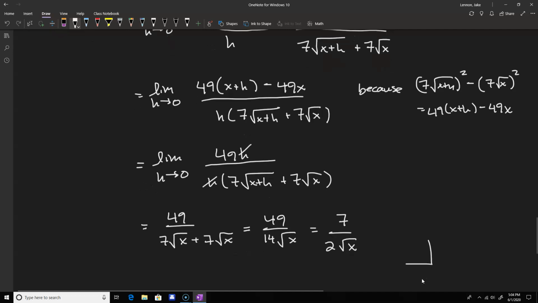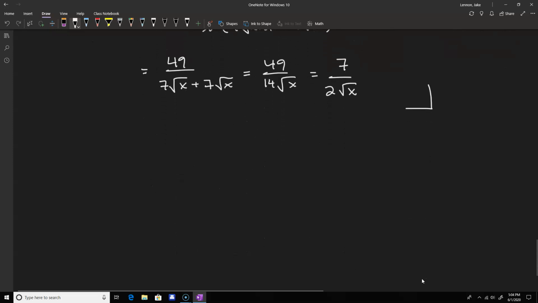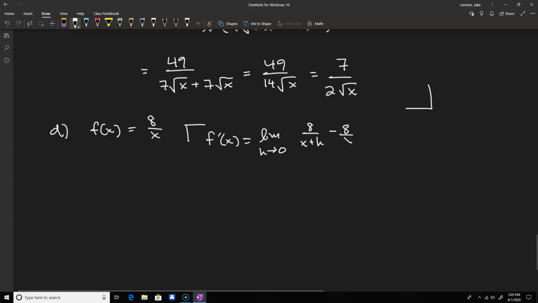So let's continue with a fraction. So that's the last trick that we saw from limits, finding a common denominator. So if we have f of x equals 8 over x, we start the same way as always. F prime of x is the limit as h approaches 0 of 8 over x plus h minus 8 over x, with everybody being divided by h.